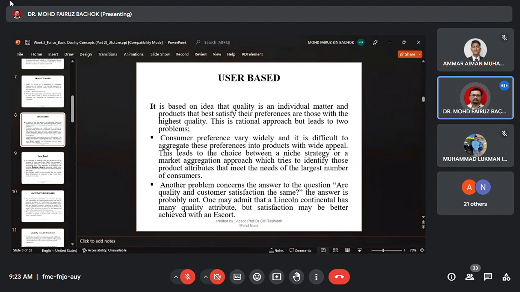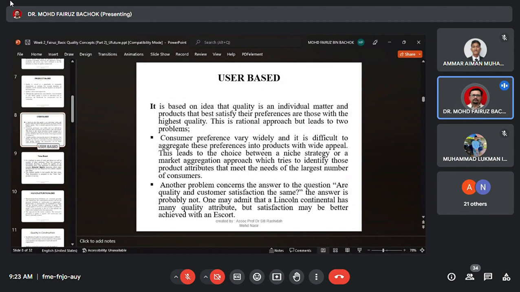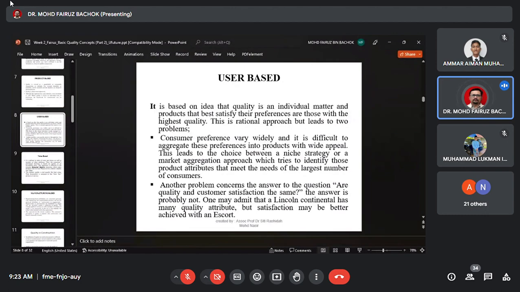They put the user as a priority. Compared to the product base, where they put their product as a priority rather than the user's perspective, the user base puts the user as a priority. They work on what the user feels, what the user needs. But the product base works on what the product can offer to the user. So they work in the opposite way, the user base compared to the product base.